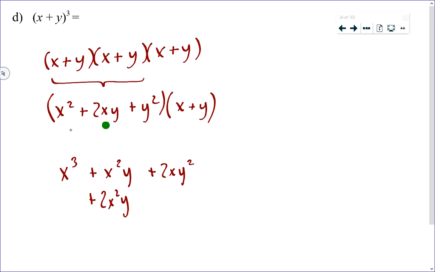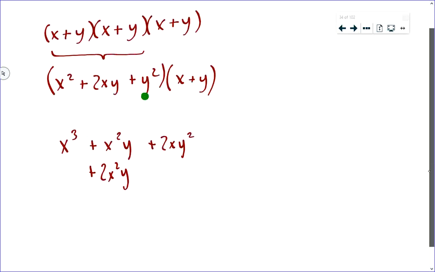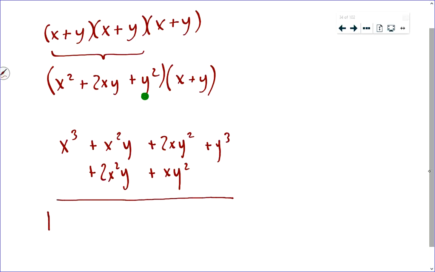And then I say, well, I'm done with the 2xy, so I move on to the y squared. And this is grade 10 math. This is not what we're doing in this lesson. So y squared times x is another xy squared. And then y squared times y is equal to y cubed. So what do we get? We get 1x cubed plus 3x squared y plus 3xy squared plus 1y cubed.